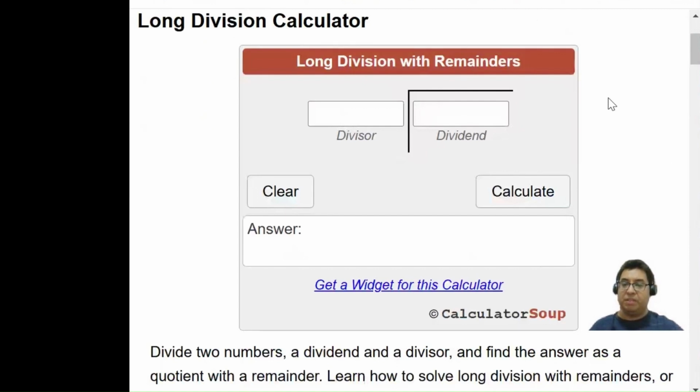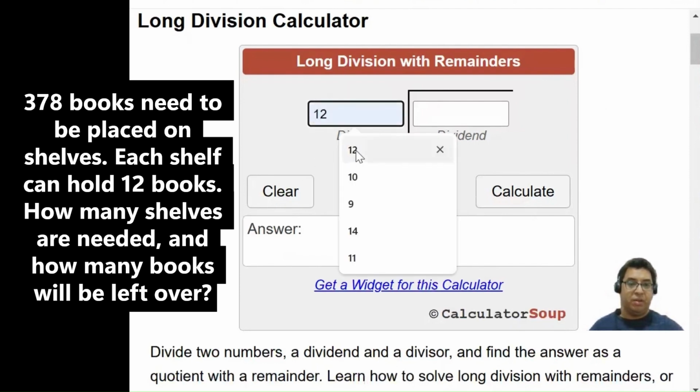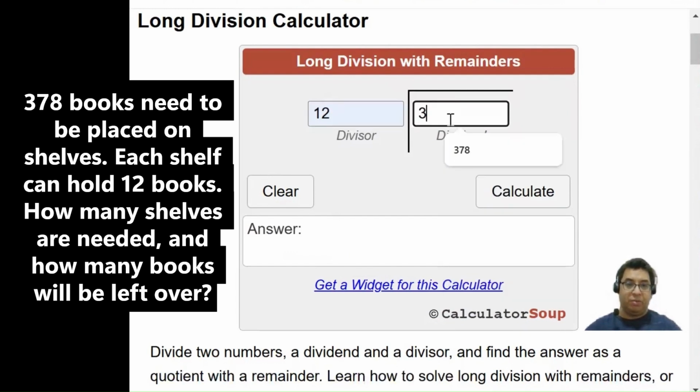And the last problem says 378 books need to be placed on shelves. Each shelf can hold 12 books. How many shelves are needed and how many books will be left over? Okay, so again, for the divisor, we're going to write 12. And then for the dividend, we are going to write 378. So what is the answer going to be for 378 divided by 12?